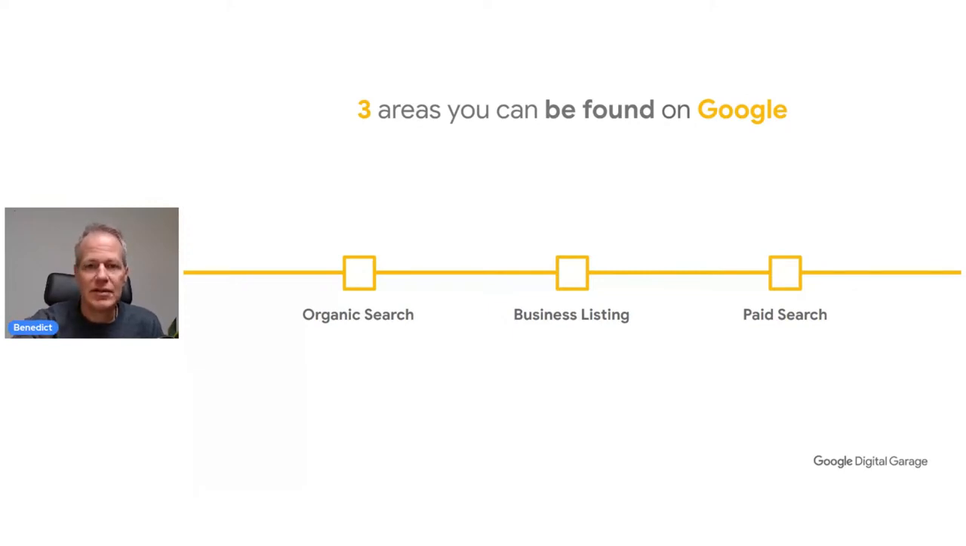Now, of course, local business listings are online portfolios that contain information about your business: name, address, phone number, hours, and other information. And then, of course, paid search advertising is a marketing method where you pay for your website to appear in the paid advertising sections. And of course, you bid. Every time a person clicks on that advertisement, you are paying the amount that you've bid for that particular advertisement.